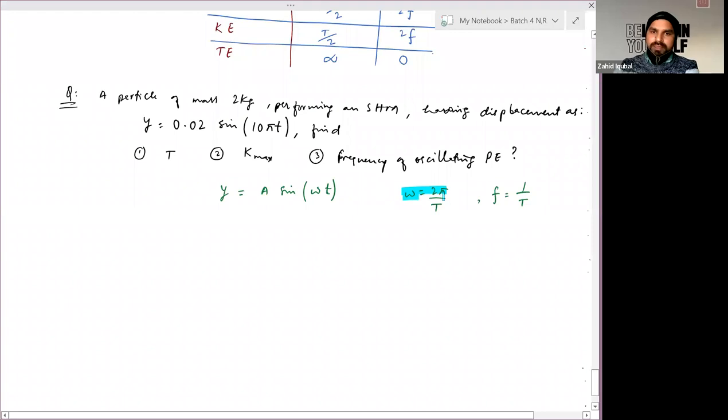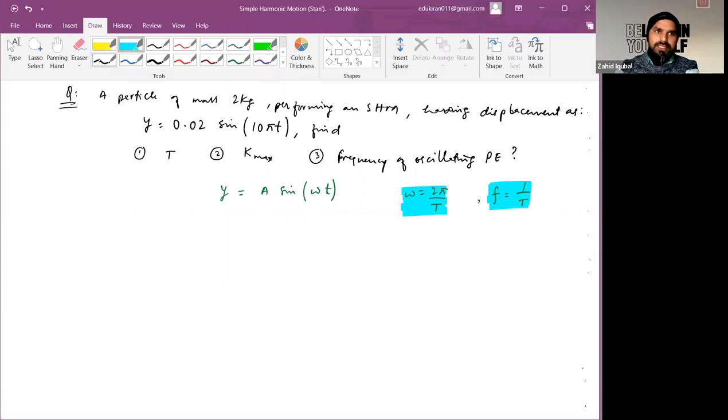If you solve this part, you'll get time period of source, that is time period of displacement. And similarly, this will define your frequency of displacement. Now you have to define how it is related with frequency of potential energy and oscillating kinetic energy.